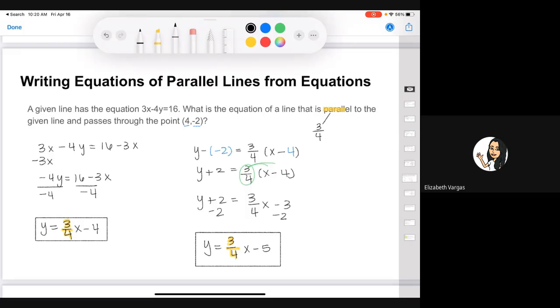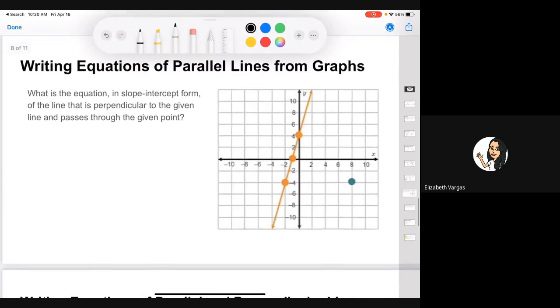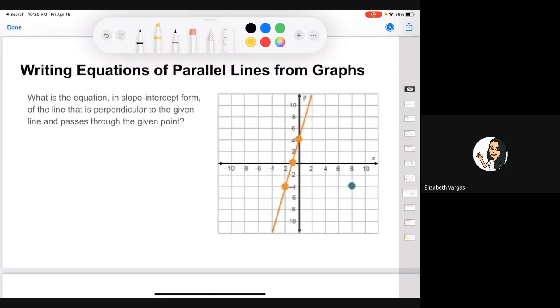Parallel lines? No? Okay, now we're going to find the slope of perpendicular lines. This says, what is the equation of slope-intercept form of a line that is perpendicular to the given line and passes through the given point? So basically, we'll do the same thing, but what we need to do is identify the slope and then find the negative reciprocal. And the negative reciprocal is the slope we're going to put into our point slope form.